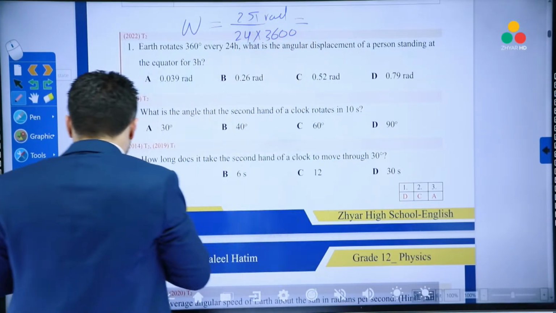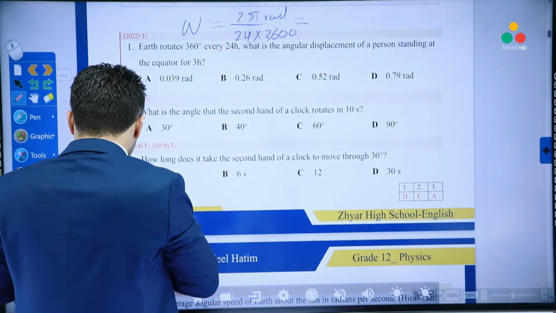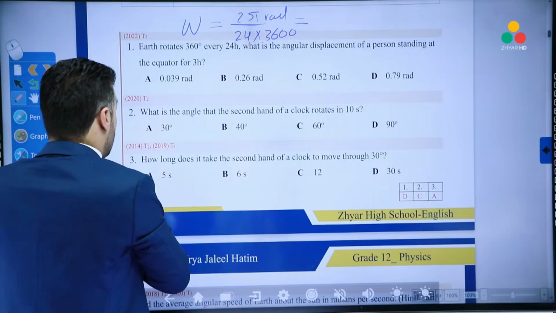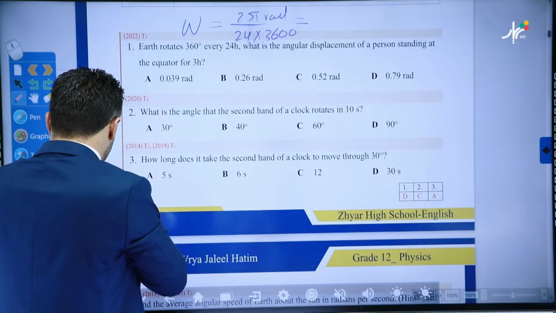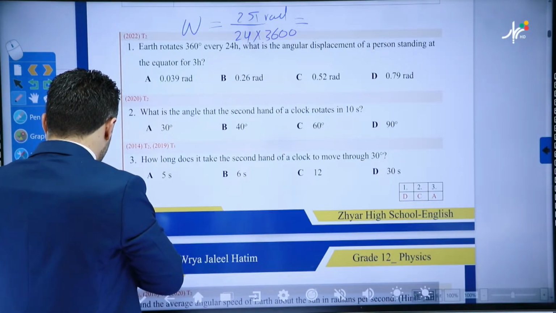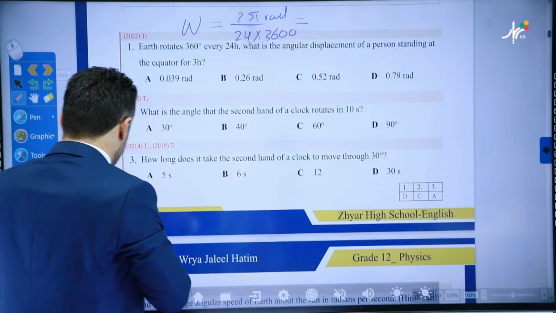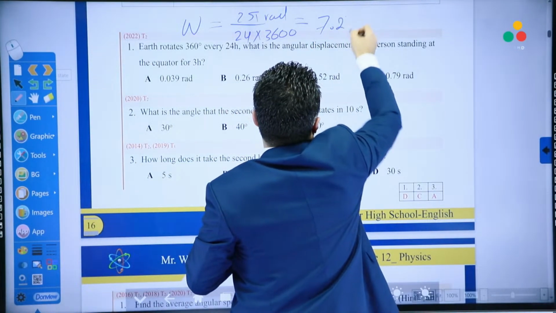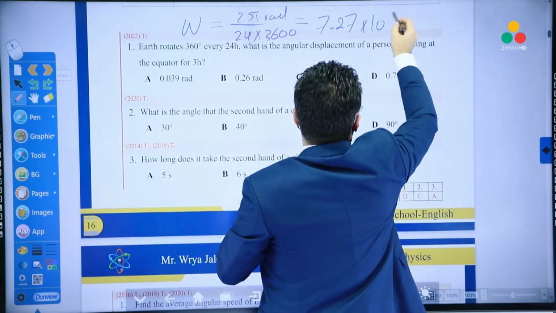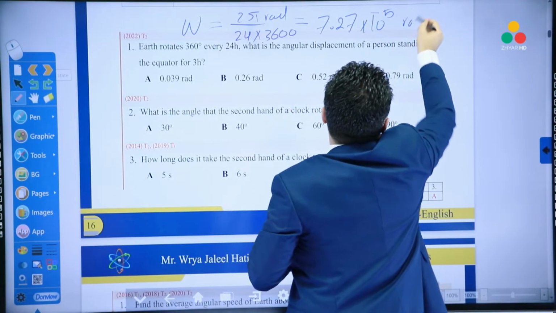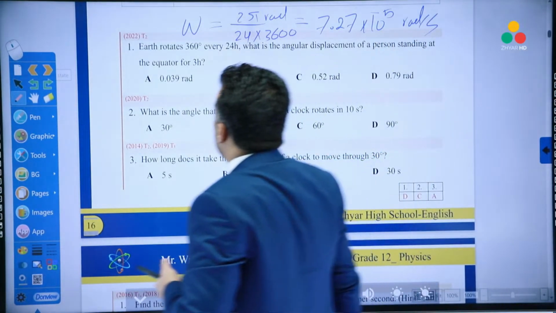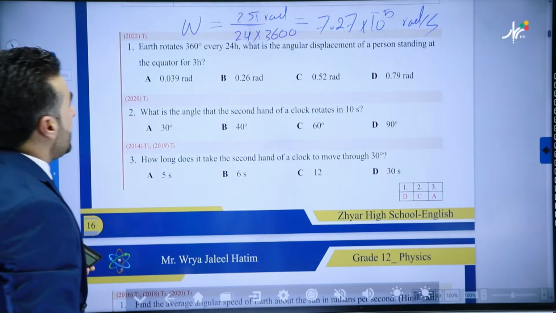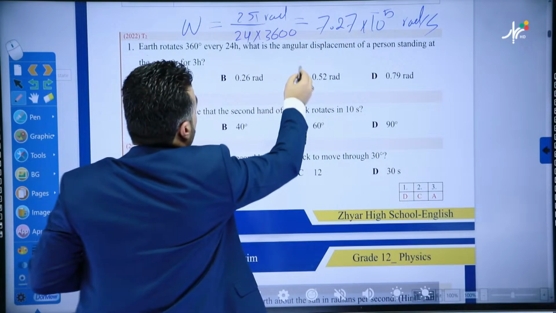So each hour is 3,600 seconds. So the answer is going to be 2 pi, all right, divided by 24 times 3,600. That is about 7.27 times 10 to the power negative 5 radian per second. This is the angular speed of Earth's rotation. Next, what is the angular displacement?